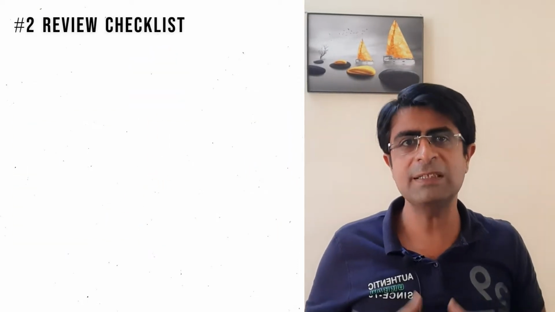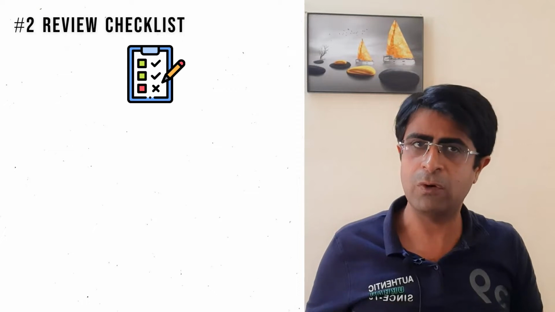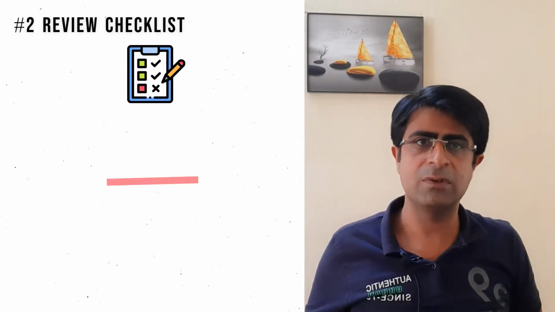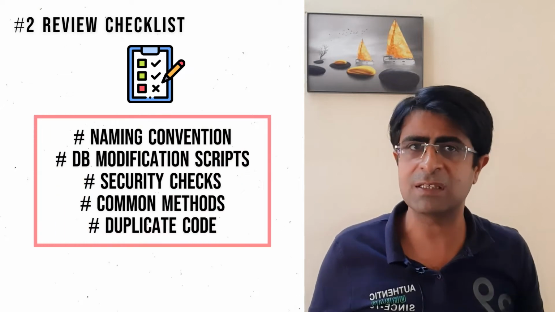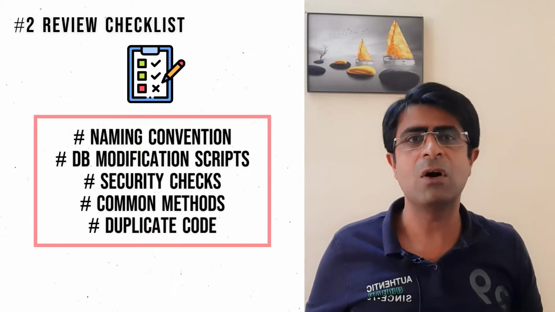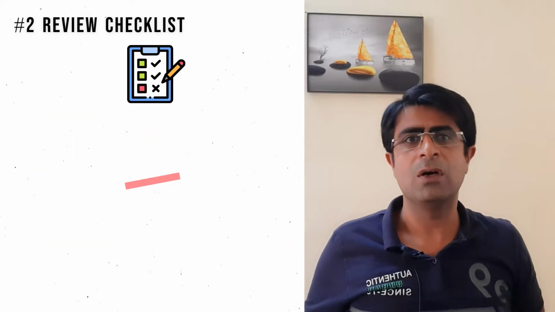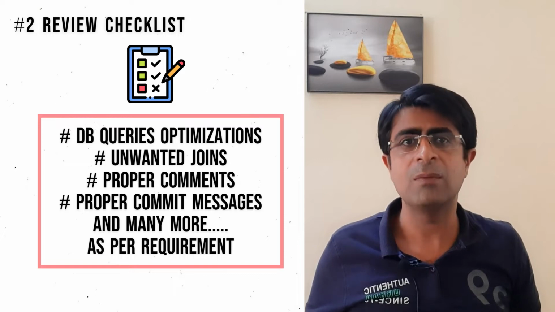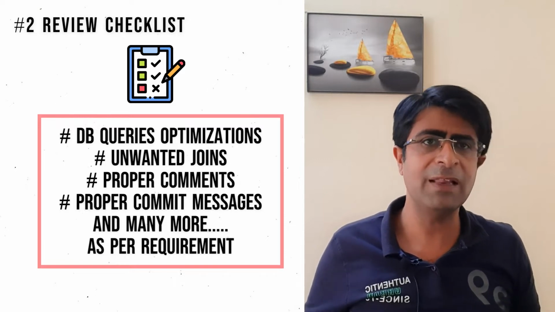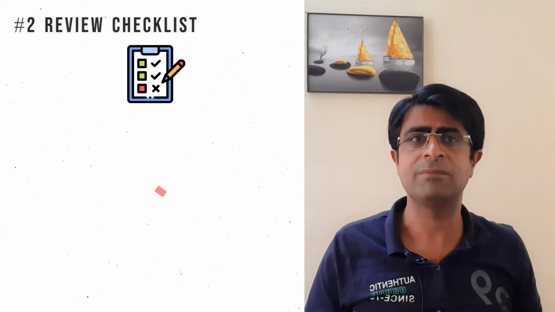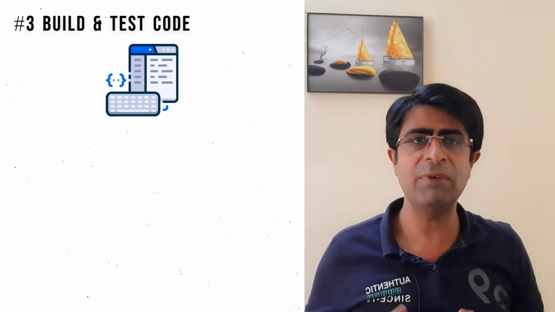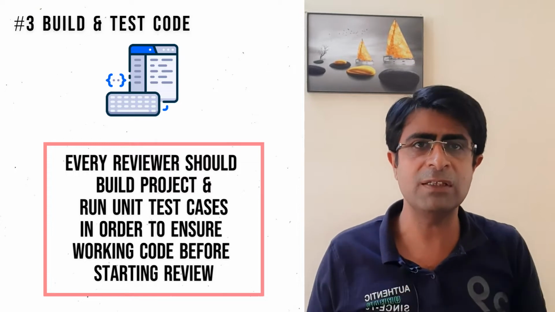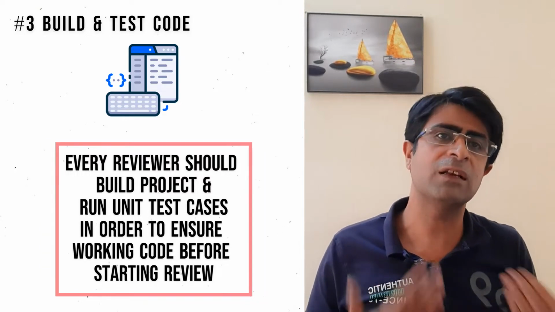Review checklist. Please create a review checklist that needs to be followed while doing the review of every piece of the code. Checklist items can include naming convention, database modification scripts, security check, common method, duplicate code, database queries optimization, unwanted joins, proper commit messages, and many more. And that list can be longer as per the requirement. Build and test code. Every reviewer has to build the project and run the unit test cases in order to ensure the working code before starting the review.